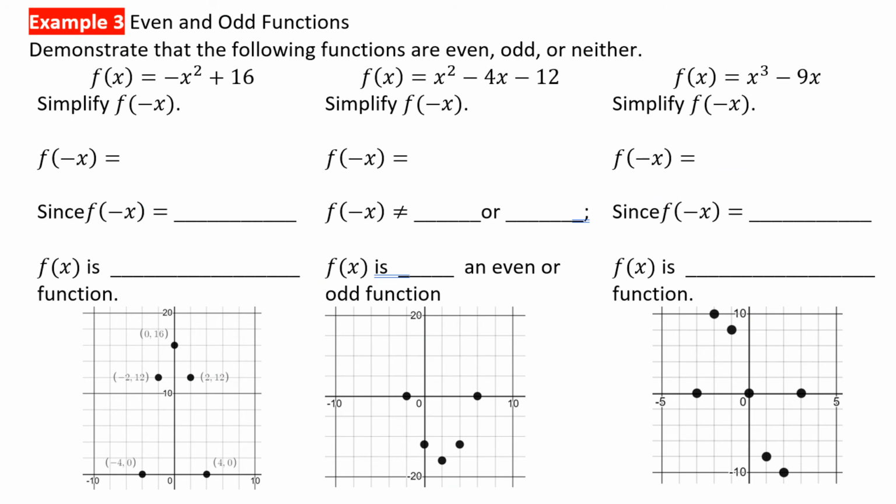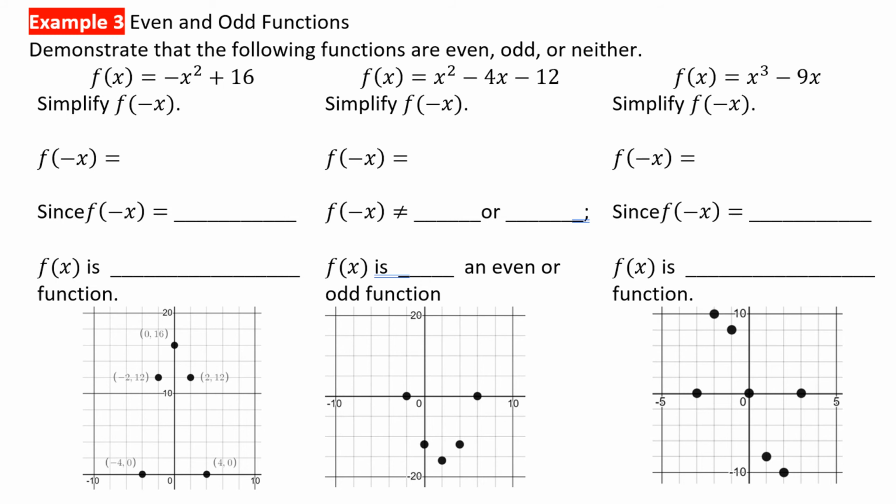Finally, in example 3, we're going to evaluate functions to help determine whether or not they're even or odd. To do so, we're going to plug in a negative x wherever we see x and see what comes out. If the result is the same function as the original, then it's an even function. It means there's symmetry over the y-axis. If the result is that all of the signs are opposite, then it is an odd function.